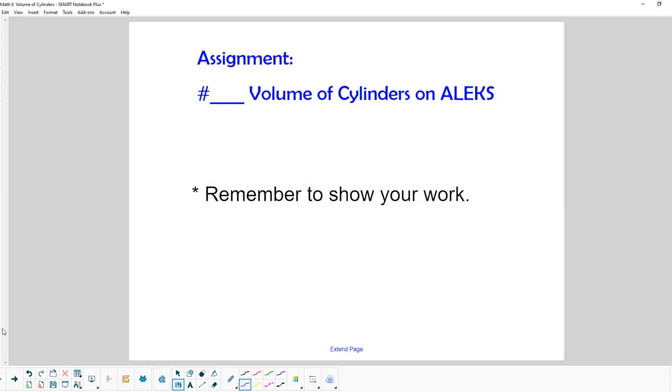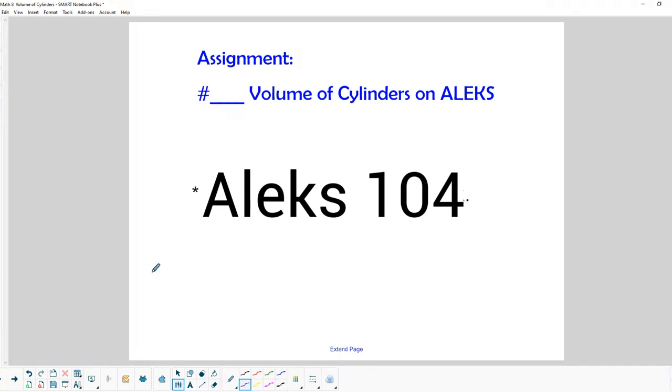Okay, so we're going to do volume of cylinders, Alex assignment. And we'll put a number on there when we assign it on the board. Anyhow, it'll be the next one. You can find it on the Today button, and it's going to be up there around 100 and something, because that's what assignment we're on right now. So good luck and have fun.